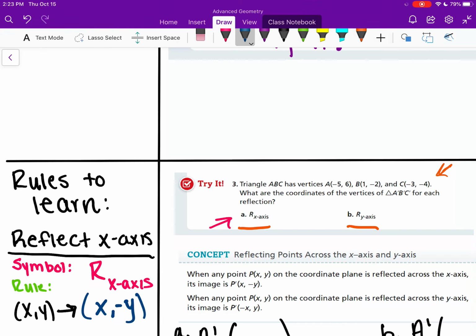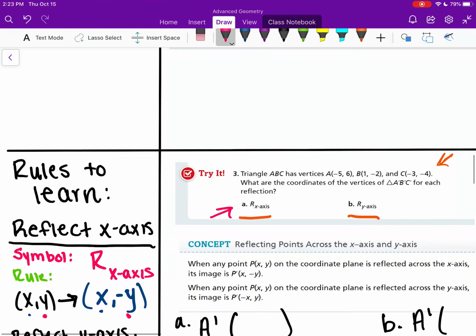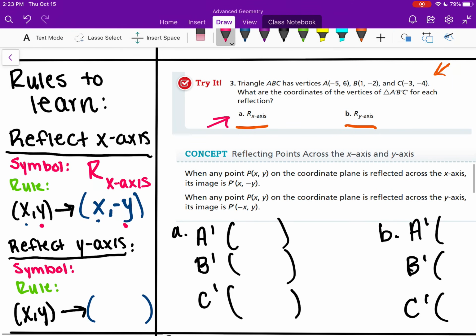So reflecting across the x-axis, notice the x's stay the same, and for the y, we do the opposite sign. So if we're going to do part A, you were given your 3 vertices, A, B, and C. Now we're going to do the reflection across the x-axis, where we keep the x the same and negate the y. So this was negative 5, 6. So it's going to be negative 5, negative 6. Keep the x, change the y.